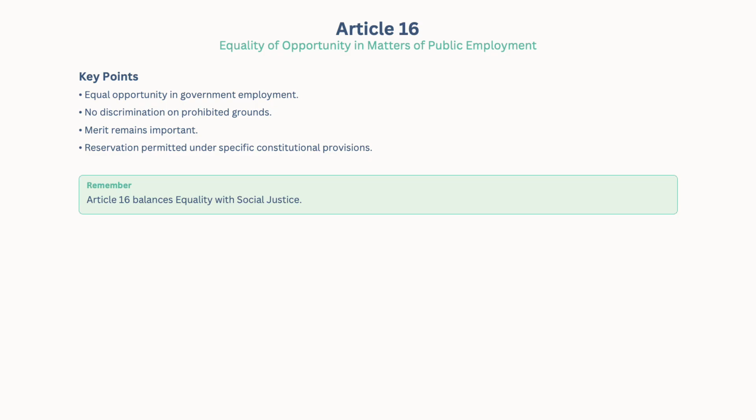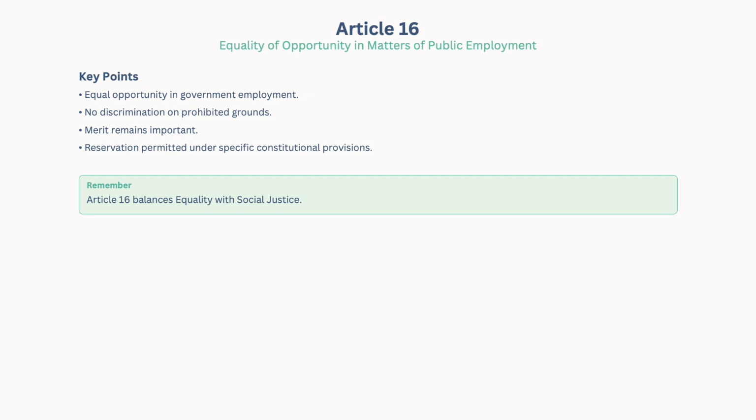Now, Article 16. Even here, we will also learn about reservation. Equality of opportunity in matters of public employment. Here are the key points. Equal opportunity in government employment. No discrimination on prohibited grounds.